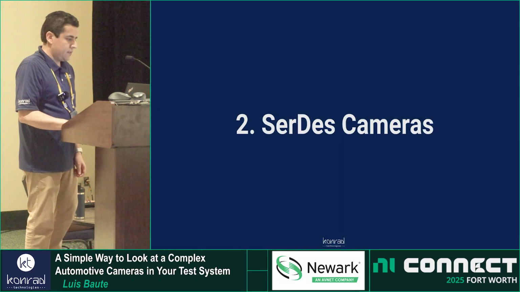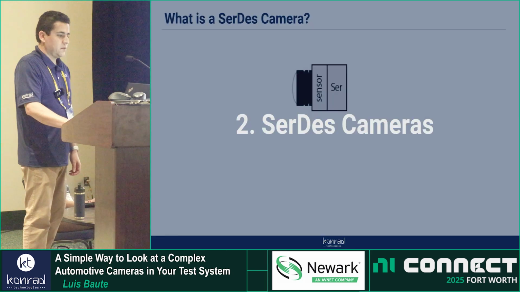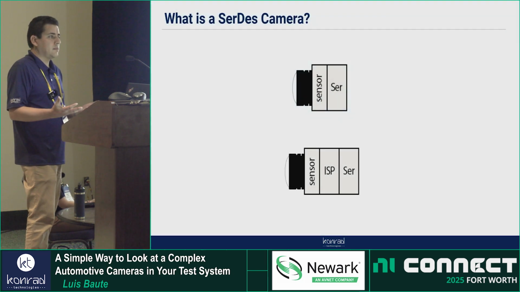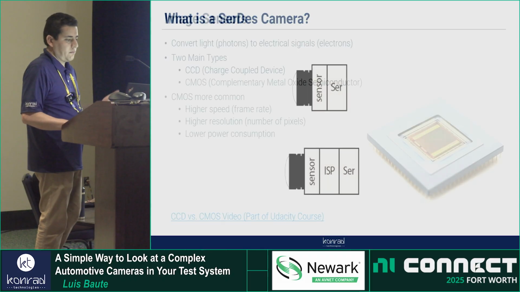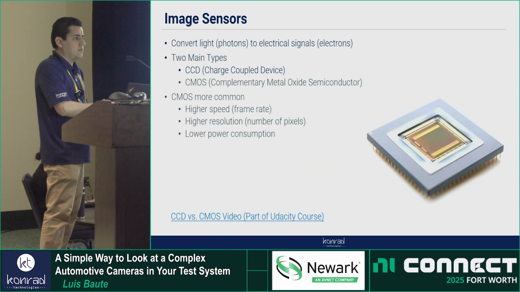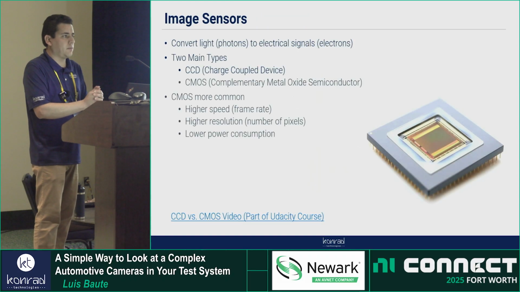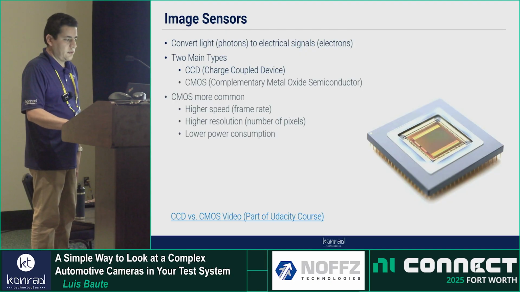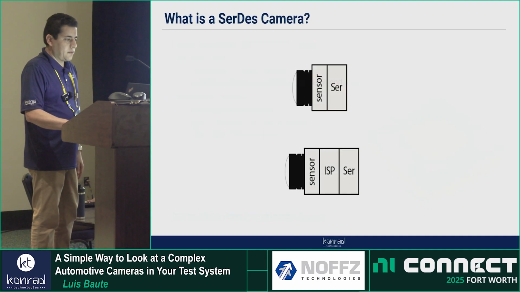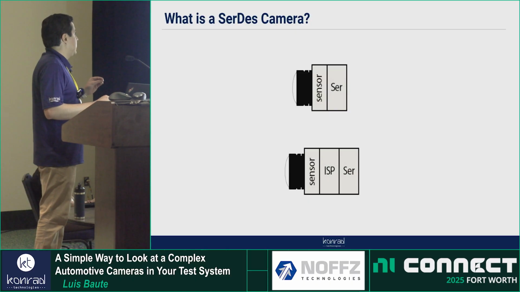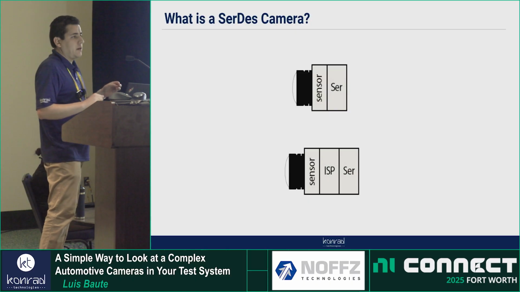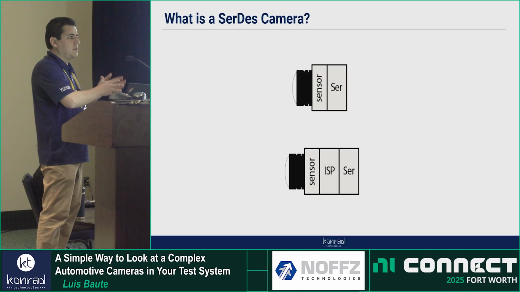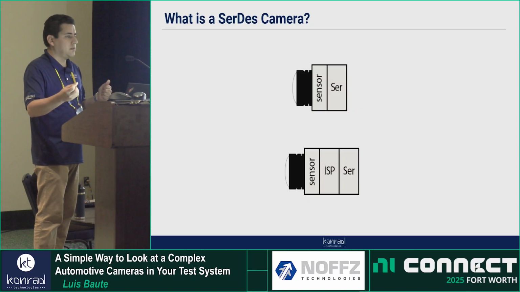Let's start with SerDes cameras. So we all know about cameras and how they kind of work. They have the sensors which capture the image and then convert it into bits and bytes. For these, there are different technologies. But the SerDes cameras are unique in that they all carry a serializer or deserializer, which is basically converting the image into just a stream of serial bits.